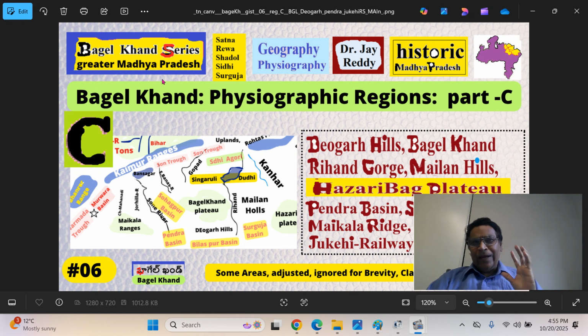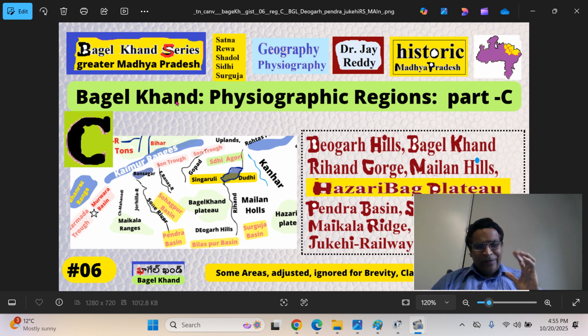We are continuing our Baghelkhand series. Baghelkhand is the historic cultural region in the historic old Madhya Pradesh state. Essentially, it is grouped under five old districts: Satna, Reva, Shahdol, Sidhi, Surguja. These are the old districts of the 1950s, and the region also overlaps into the Mirzapur Sonbhadra region as well as into the Rohtas region. That is the historic Baghelkhand region.